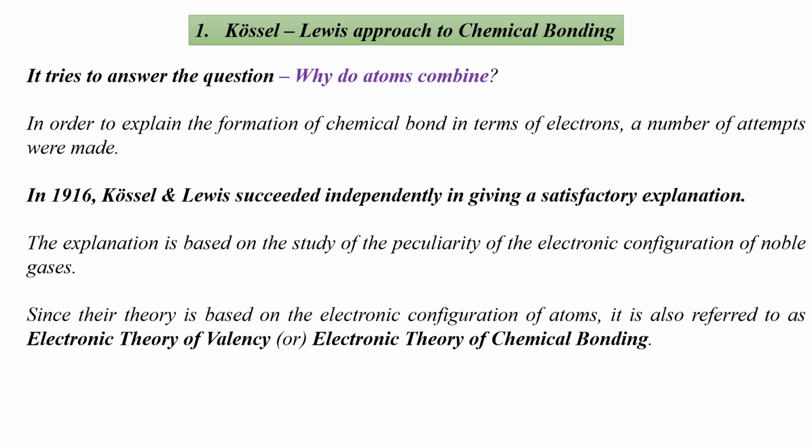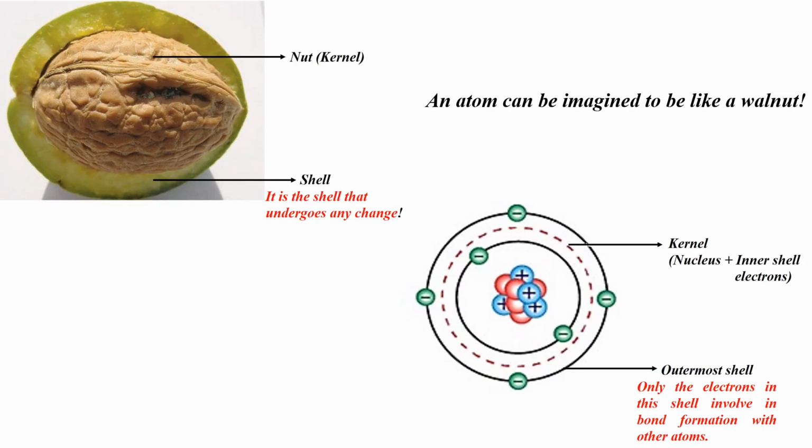The explanation of Kossel-Lewis approach regarding the chemical combination between atoms is based on the study of the peculiarity observed in the electronic configuration of noble gases. Students, imagine an atom to be like a walnut. A walnut has a shell and a kernel. The kernel is the nutty part that is edible, and it is the outermost shell that comes in contact with the world around it. So it is the outermost shell that has to bear everything, the change in weather, contact with materials around it, and so on, while the nut inside it is protected. So it is the outermost shell that might undergo any change.